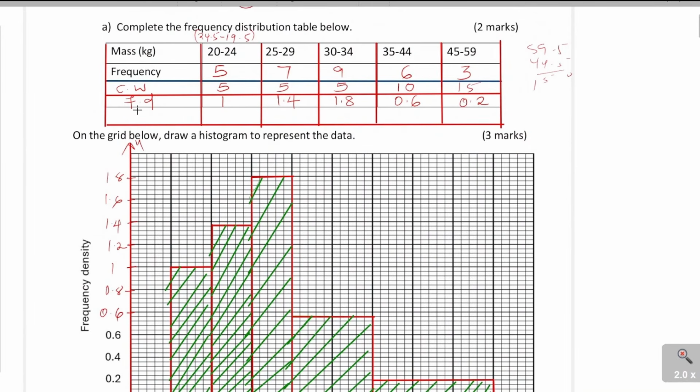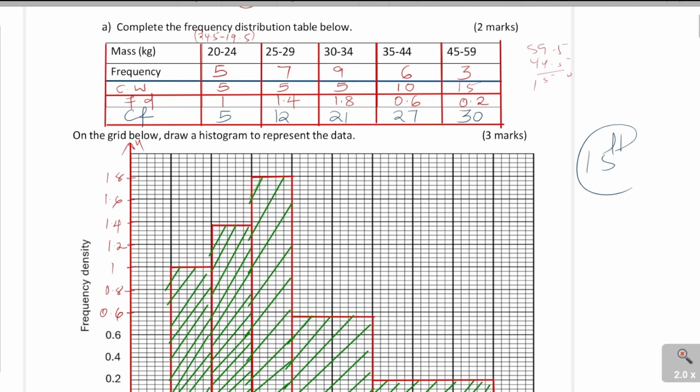How we go about this is the cumulative frequency. The first frequency is 5. 5 plus 7 is 12. 12 plus 9 is 21. 21 plus 6 is 27. 27 plus 3 is 30, the total frequency. So the median will be located at the 15th person. Where is that class? We identify that class. The 15th person will be located at 30 to 34.